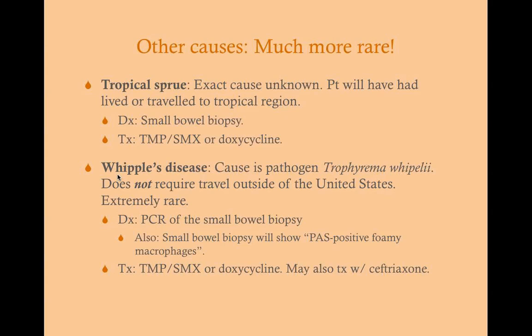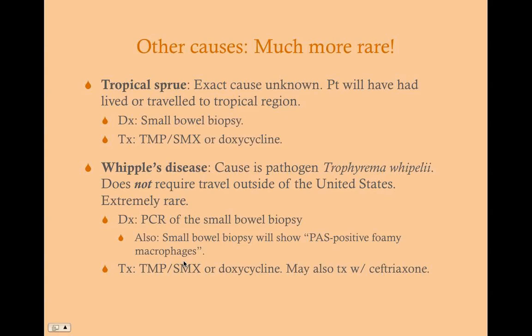The diagnosis for Whipple's disease is again going to be a small bowel biopsy, but what we do is take some of the biopsy to look at and some of the biopsy to do a PCR. And we can find the genetic material of the Tropheryma whipplei, and that would be diagnostic. We can also look at the small bowel, and what it will show is PAS positive, periodic acid-Schiff positive, foamy macrophages.